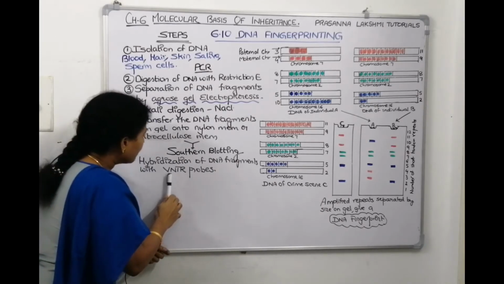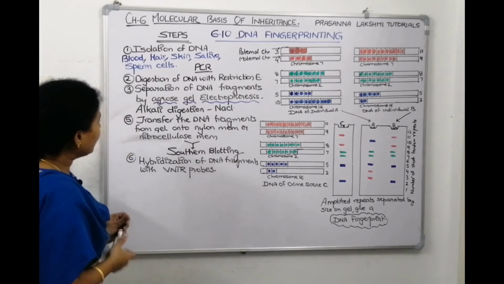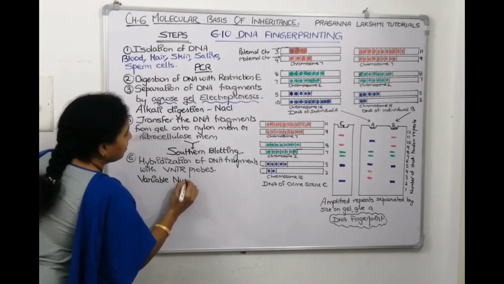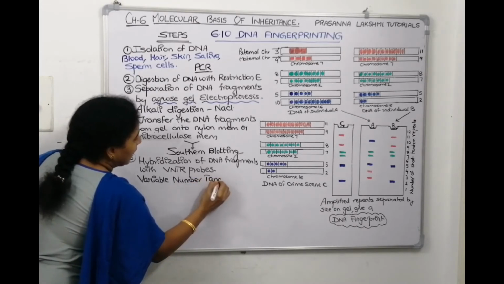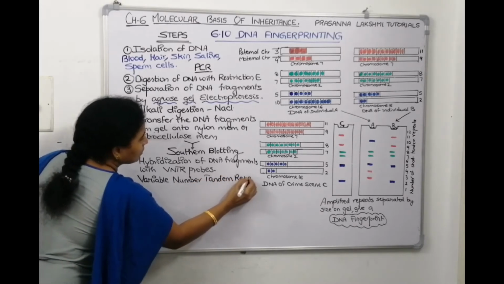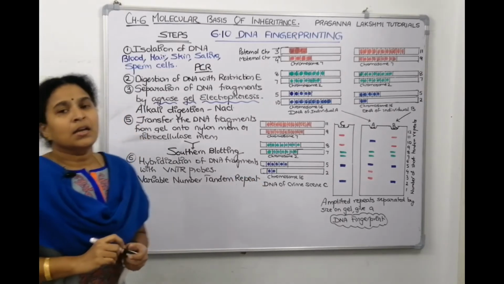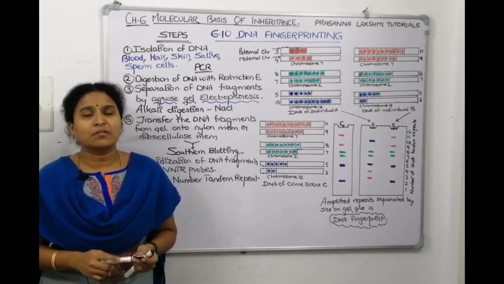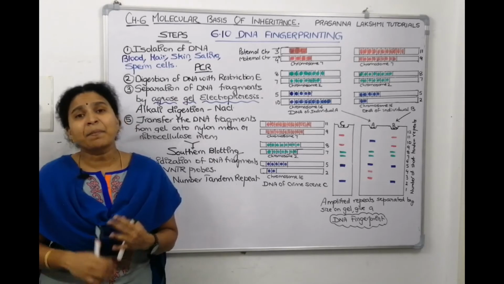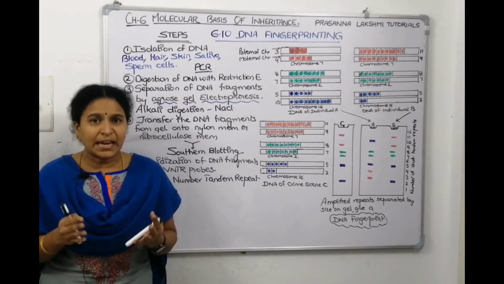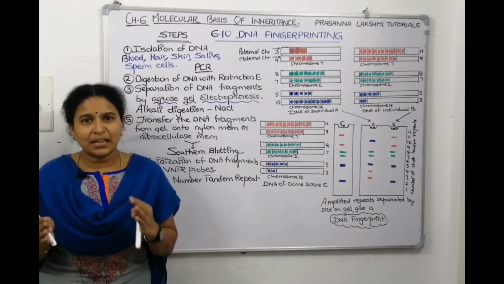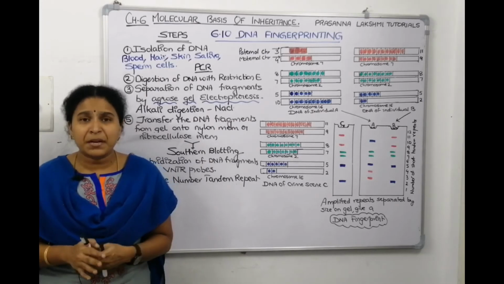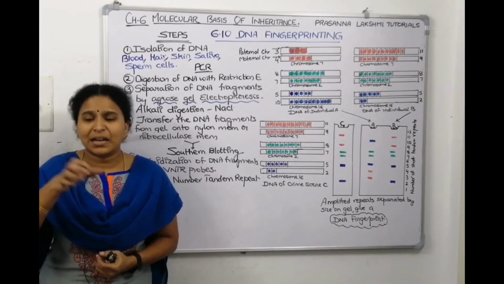VNTR stands for variable number tandem repeat. It is a repetitive DNA. It is repeating highly, a variable number of times. That is why we call it variable number tandem repeats. What are tandem repeats? If I am telling like 80, 80, 80, 80, 80, continuously 80, 80, 80, I am repeating tandemly. So that's called variable number tandem repeats. The repetitive DNA sequences are repeated like that.